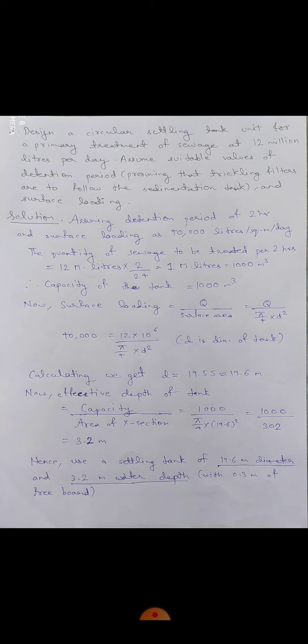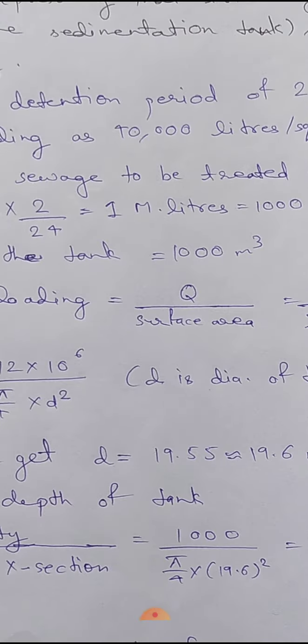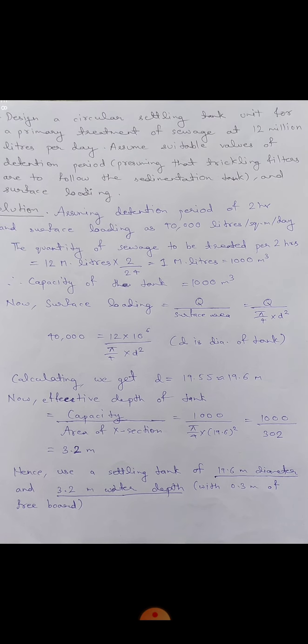Then we have to calculate the quantity of sewage to be treated in 2 hours. As in the previous questions, we calculated how much sewage will be treated in 2 hours. So in this question also we will calculate how much sewage can be treated in 2 hours. So we get 12 million liters per day into 2 upon 24. So we get 1 million liters or 1000 meter cube, which is the capacity of the tank. The capacity we get is 1000 meter cube, which can be treated in 2 hours.